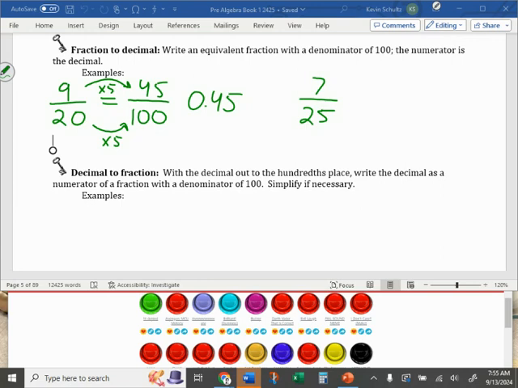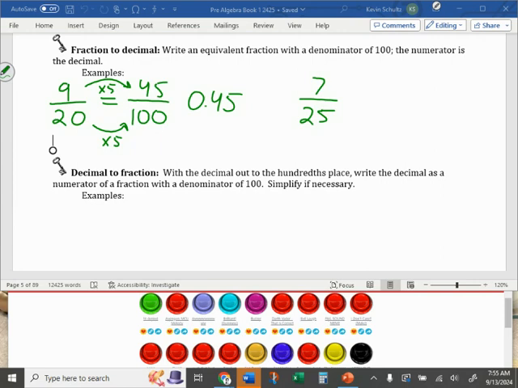7/25. And of course, this method really only works when you've got a number you can multiply easily to get to 100. If I asked you for 5/7, that'd be a different method. But for our purposes, we're going to focus on those friendly denominators only, those numbers that allow you to get to 100 very easily.